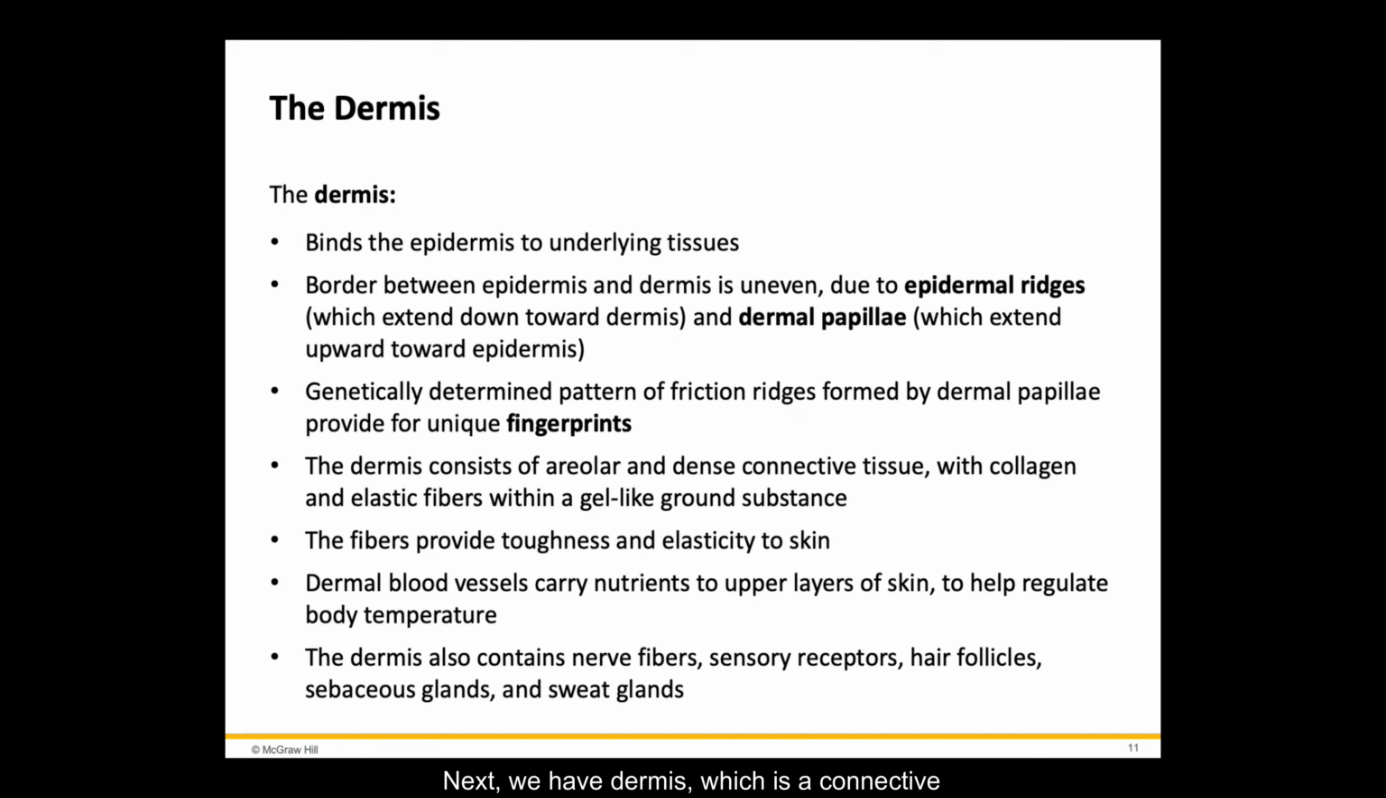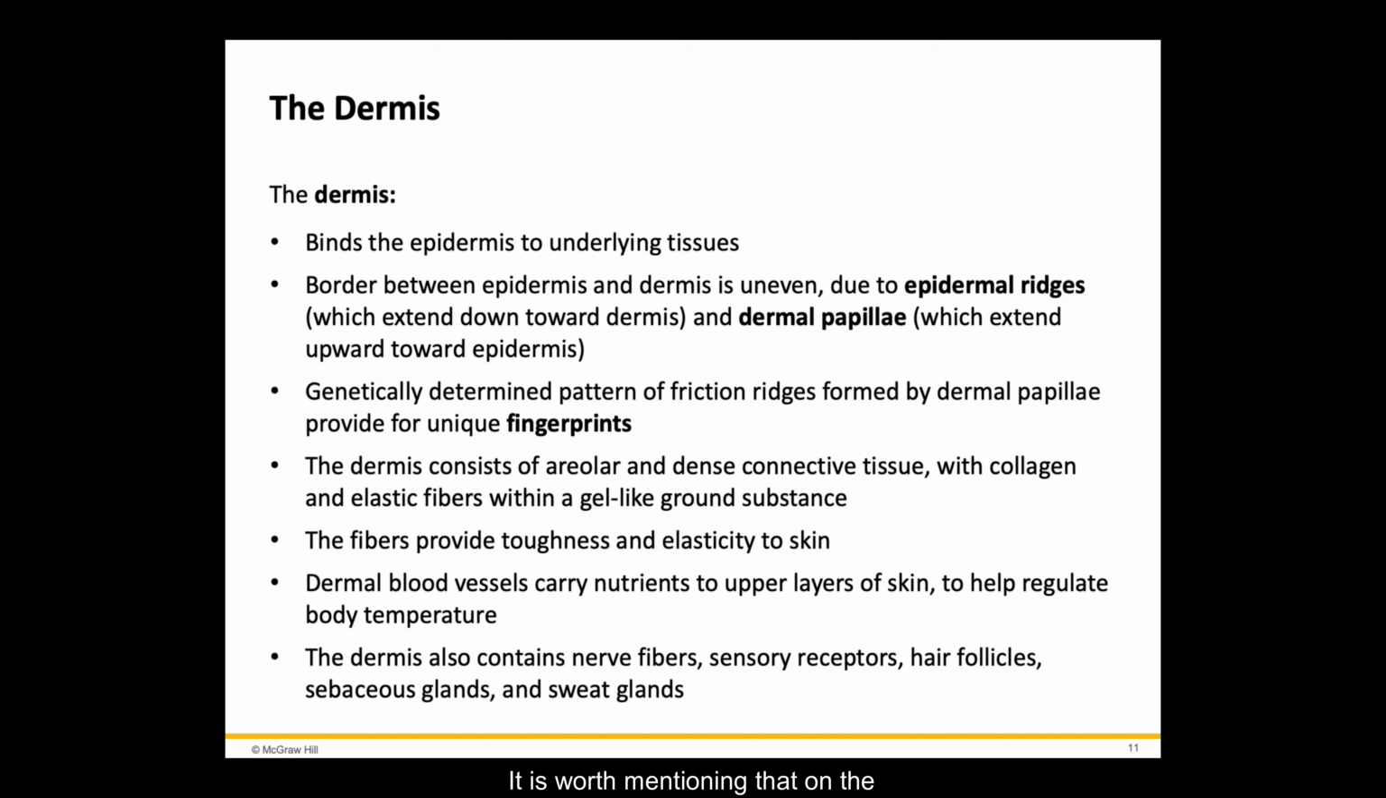Next, we have the dermis, which is a connective tissue beneath the epidermis. It is primarily composed of collagen fibers, but it also has elastic and reticular fibers and fibroblast cells as well. In this layer, we have hair follicles and nail roots embedded. The boundary between the dermis and epidermis is somewhat wavy, and the upward waves are called dermal papillae and downward waves are called epidermal ridges.